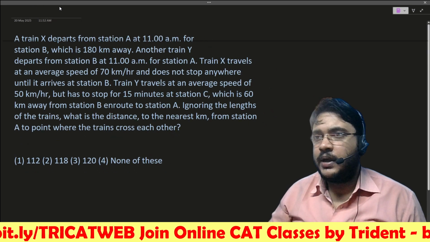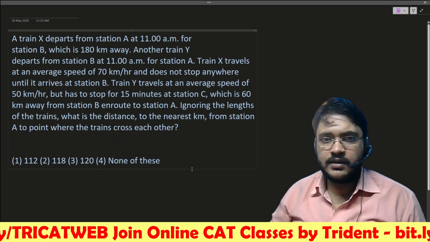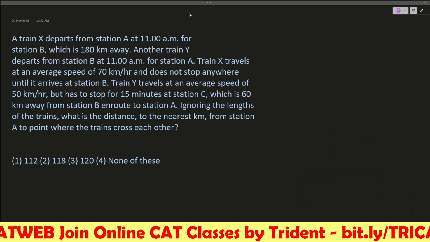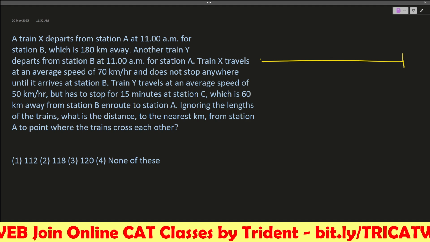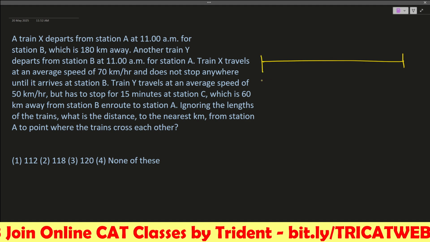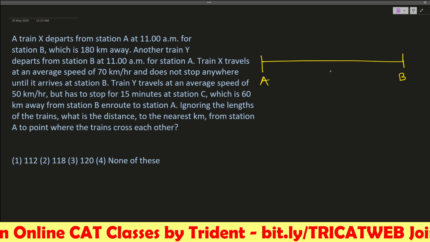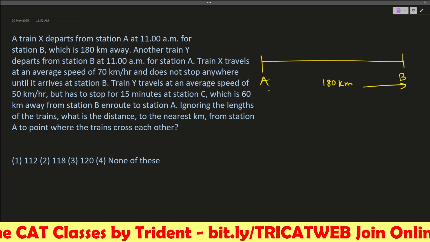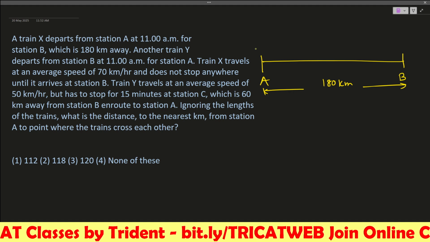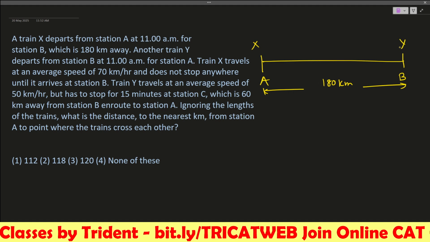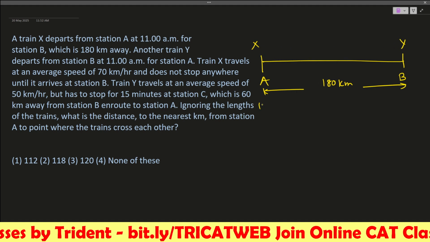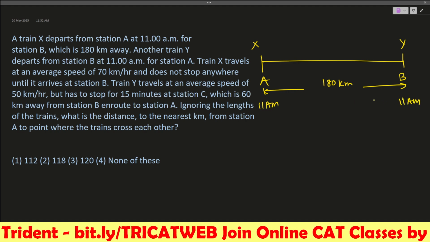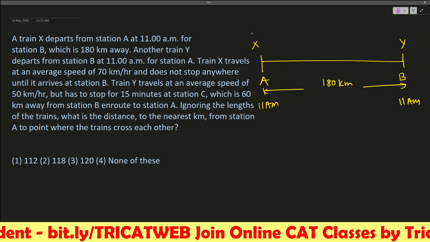I will reduce the video palette for me to do some necessary construction. Let me get rid of the webcam feed also because it will hinder the diagrammatic representation. So from A to B, which is a distance of 180 kilometers, I know that there are X and Y. X is starting at 11 am, and simultaneously Y is also starting at 11 am from B, but there is a little bit of difference in the speed.